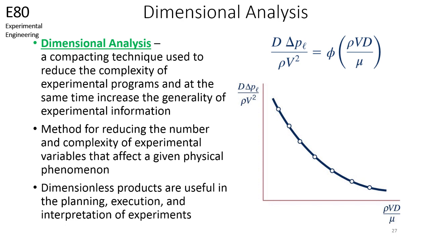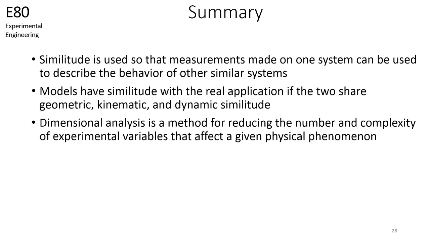Therefore, dimensionless products are useful in the planning, execution, and interpretation of experiments, and we will make good use of dimensionless products in Similitude. In summary, Similitude is used so that measurements made on a small model of a system can be used to describe the behavior of an actual larger system. Complete similarity between a system and its model requires geometric, dynamic, and kinematic similitude. While this sounds complicated, similitude between a system and its model will automatically follow if all the important variables are included in the dimensional analysis.